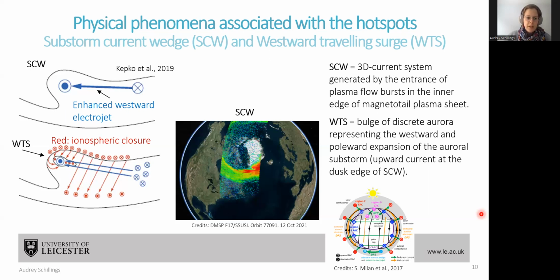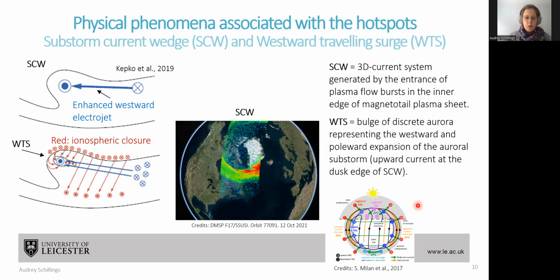And then you have an enhancement, and then the signature in the polar ionosphere is an enhanced westward electrojet. So here I put again this nice sketch with all the current systems. And the westward electrojet, if you remember, was over here. So basically you have an enhancement of this orange current. And this is what is called the Substorm current wedge.